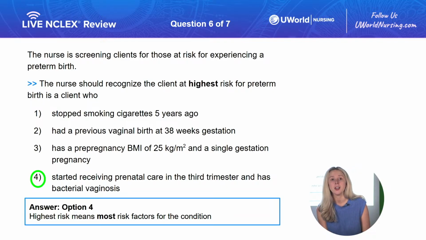Lastly, option 4, late entry. So they started receiving prenatal care in the 3rd trimester, which is late. We establish care ideally in the 1st trimester, and they have BV, which is an infection of the vagina or the reproductive system. These are 2 different risk factors for preterm birth, so this would be our correct answer. Way to go, you guys.